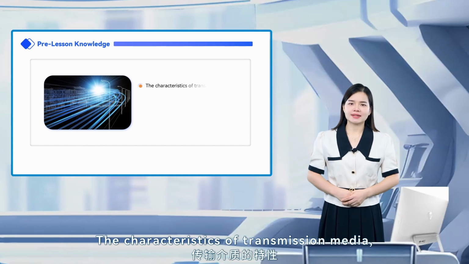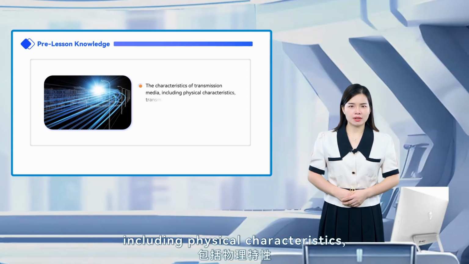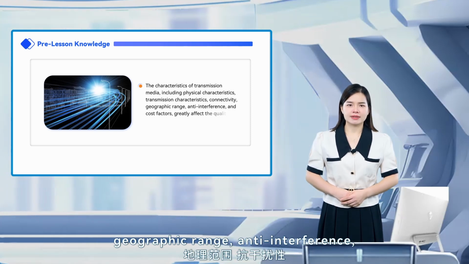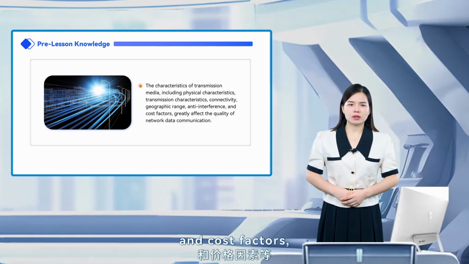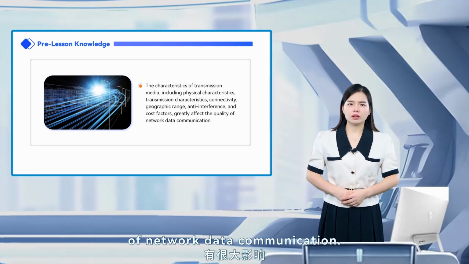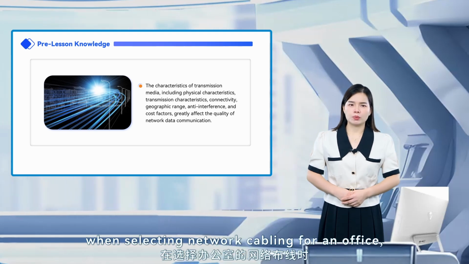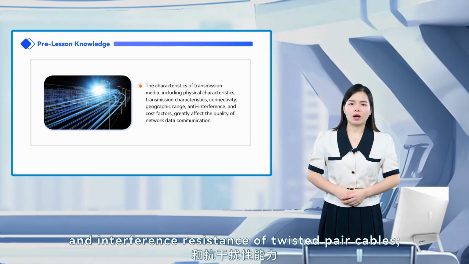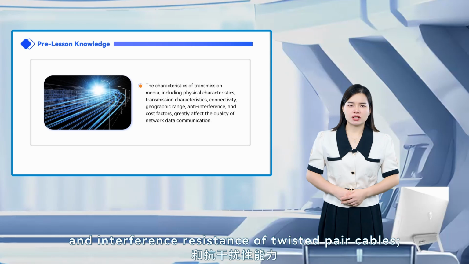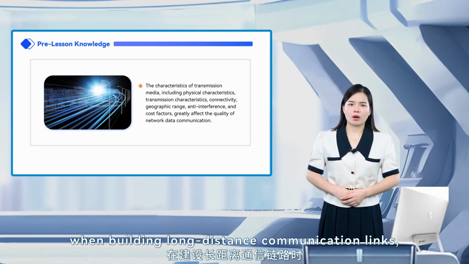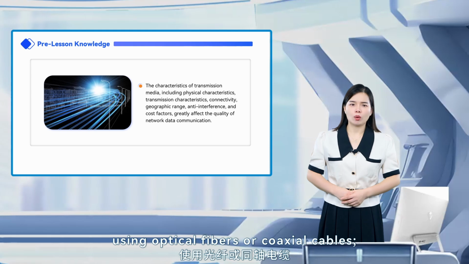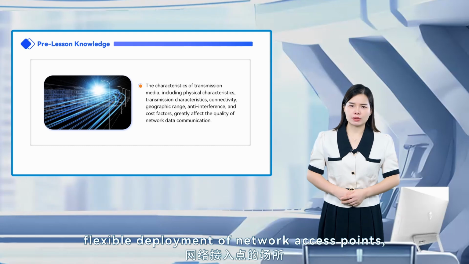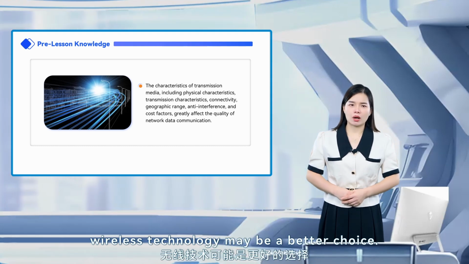The characteristics of transmission media, including physical characteristics, transmission characteristics, connectivity, geographic range, anti-interference, and cost factors, greatly affect the quality of network data communication. For example, when selecting network cabling for an office, we may need to consider the type, cost, and interference resistance of twisted pair cables. When building long-distance communication links, we might consider using optical fibers or coaxial cables, while in places requiring flexible deployment of network access points, wireless technology may be a better choice.